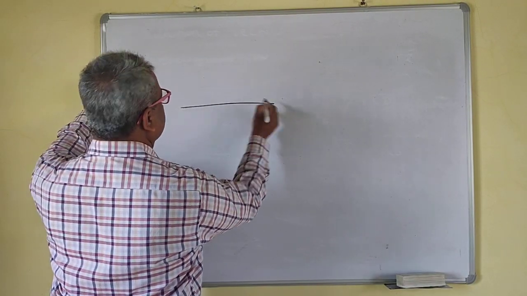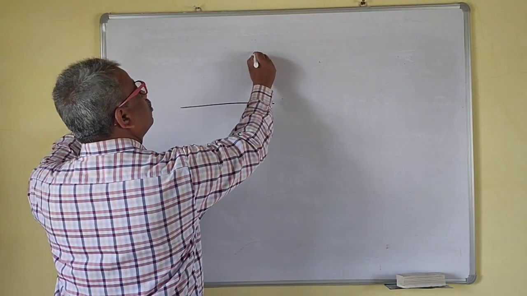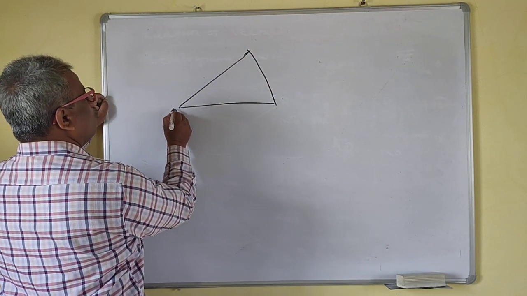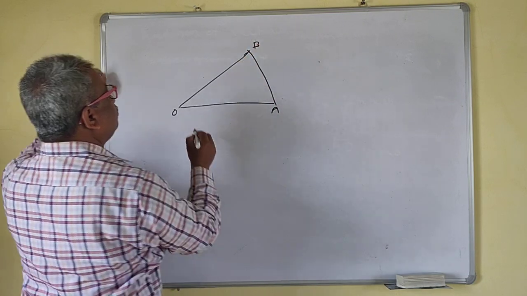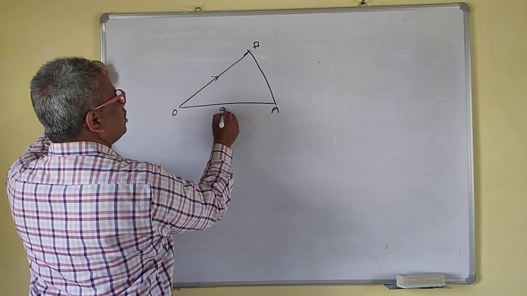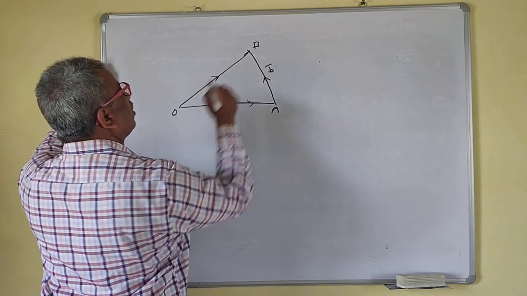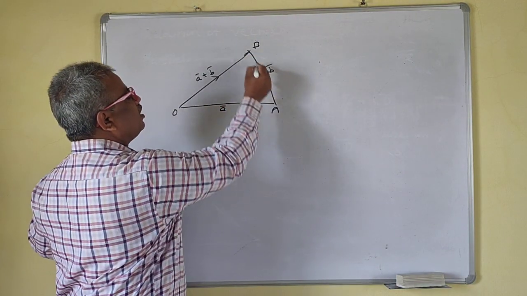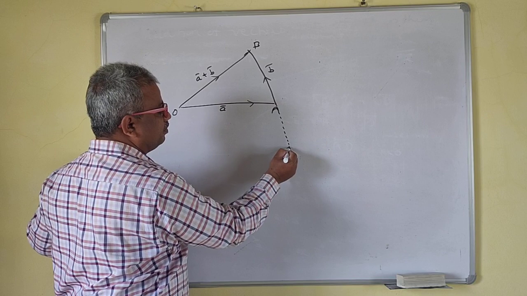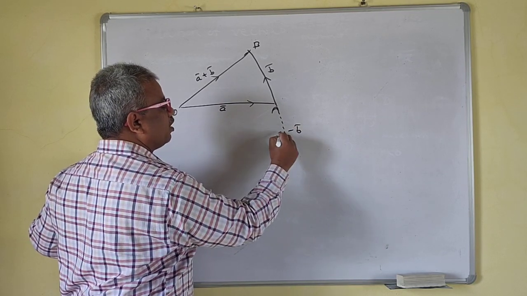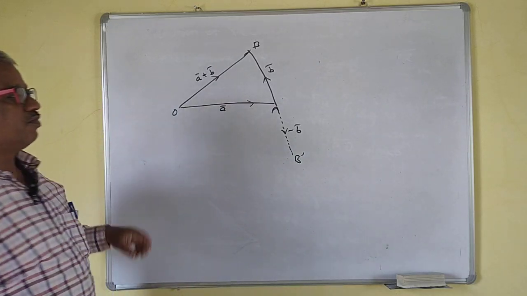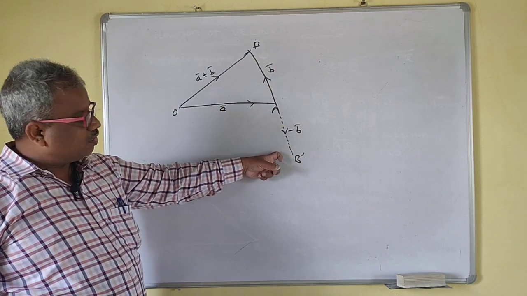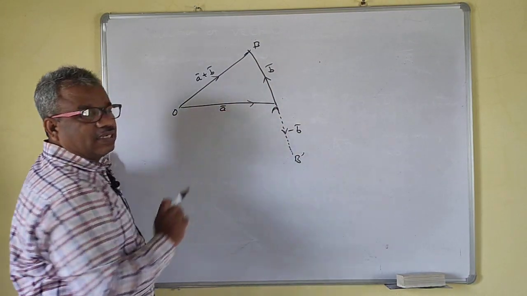Suppose this is your O, this is your A, suppose this is B now. Suppose this is A bar, suppose this is B bar. Now this is A bar plus B bar. What I will do? I will take this vector here, so this will be your minus B bar. This is B dash now. I will take the magnitude the same. The magnitude of AB bar is the same as AB dash, and only the direction I have changed.